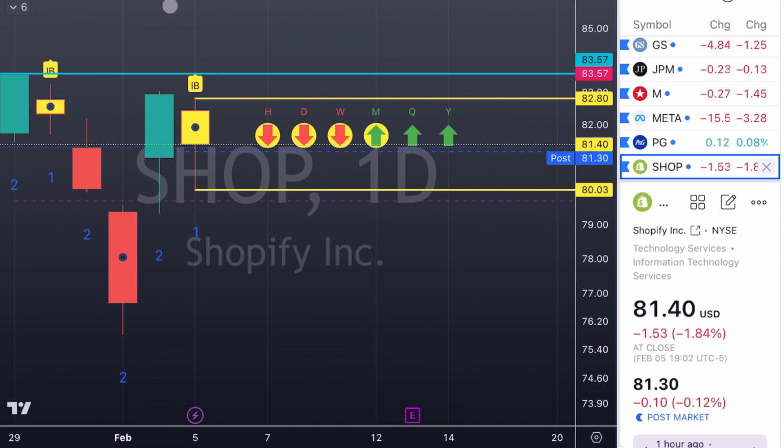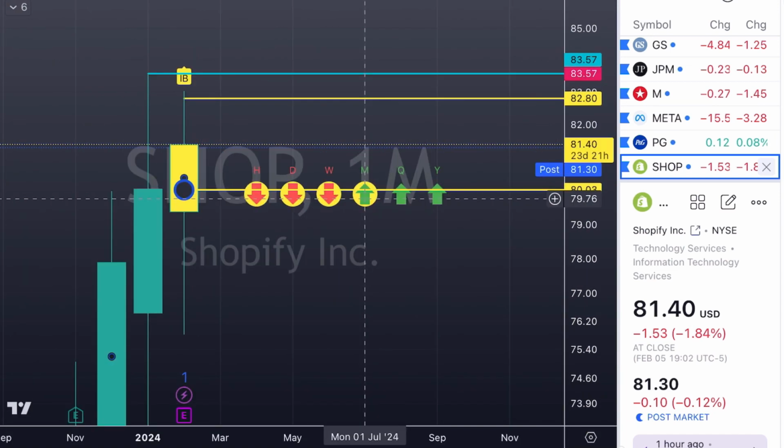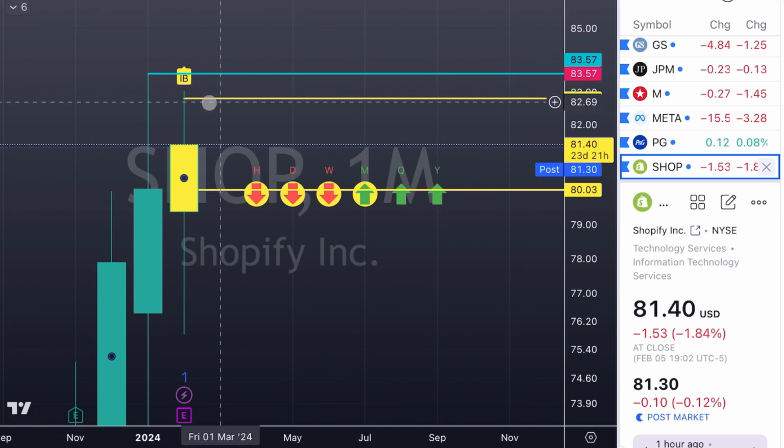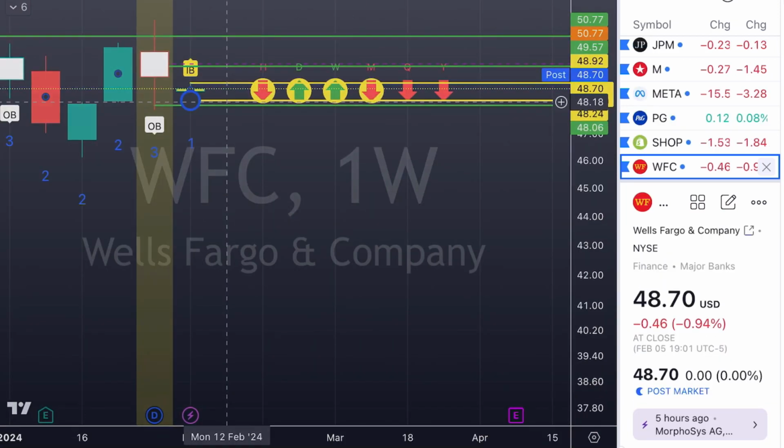Here's another inside bar. Ran to the downside. We've got another one from Monday. We're going to look for the same thing. Calls at 82.80, puts at 80.03. That blue line is the monthly. Okay, we're looking to go 2 up on the month on Shopify.